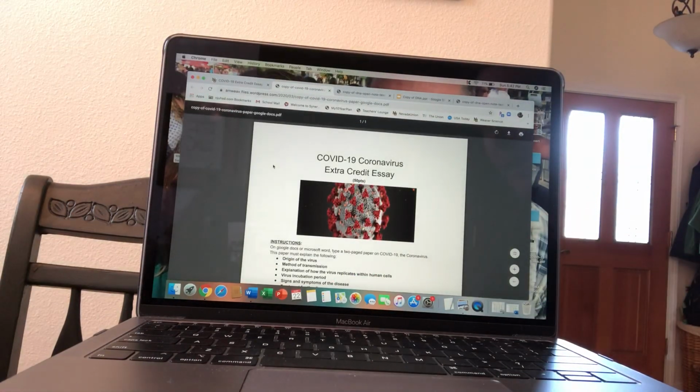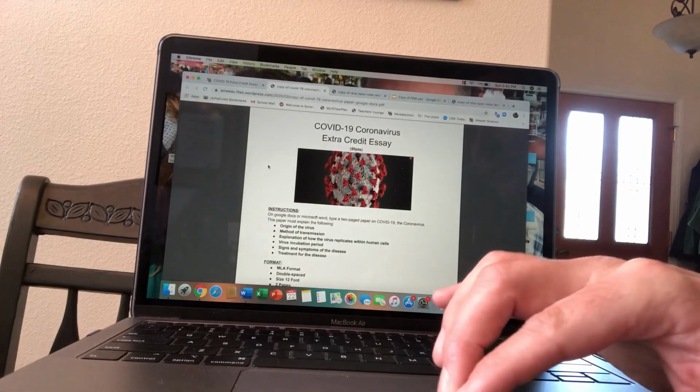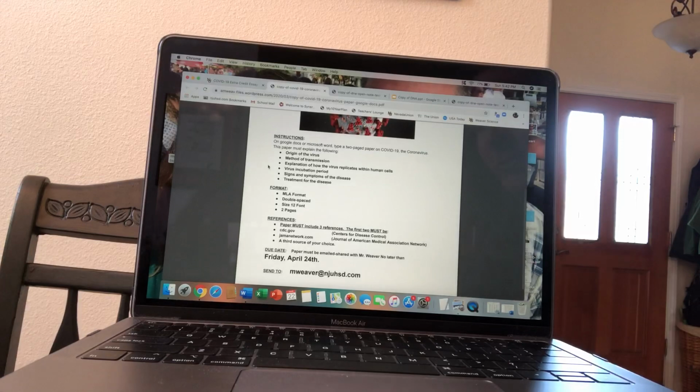And here is what I'm offering. This is an optional extra credit essay that is worth up to 50 points of extra credit. Here's what I'm looking for. On Google Docs or Microsoft Word, type a 2-page paper on COVID-19, the coronavirus. This paper must explain the following: origin of the virus, method of transmission, explanation of how the virus replicates within human cells, virus incubation period, signs and symptoms of the disease, and finally treatment of the disease.